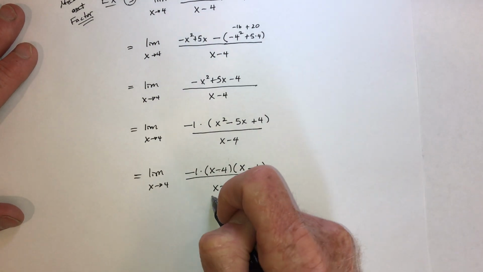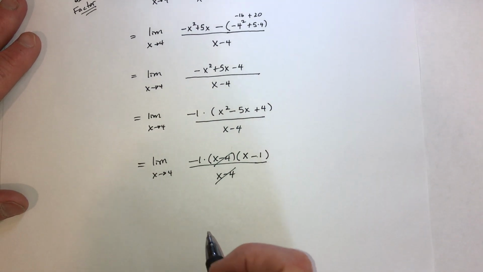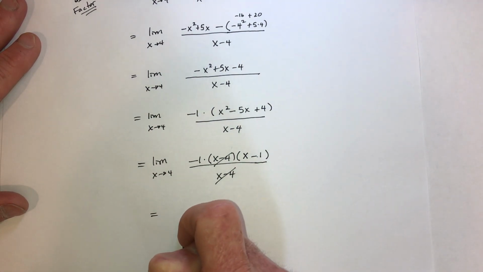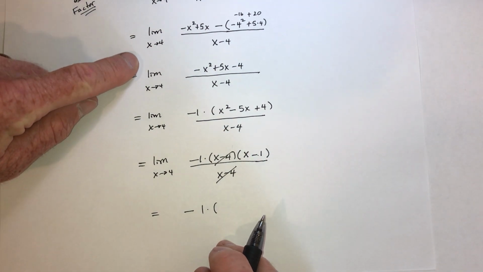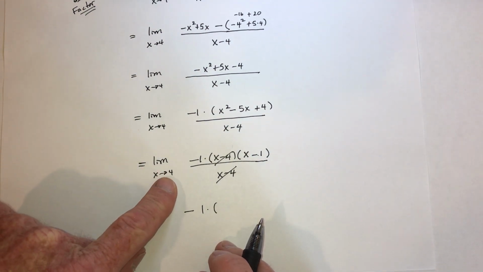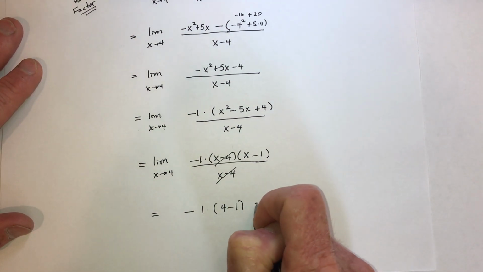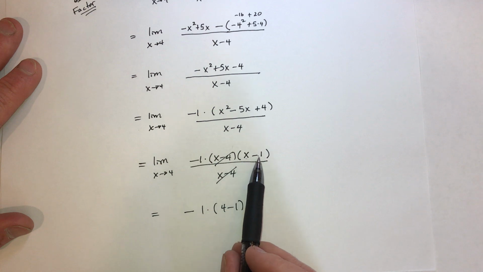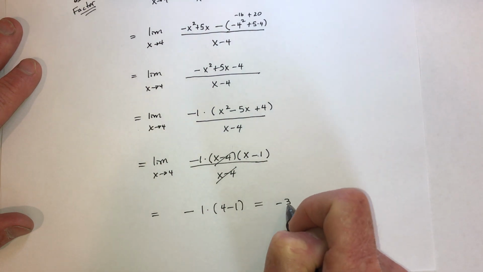And then, like always, this can cancel. And once those cancel, you can go ahead and substitute the number 4. So this is the point where you don't have to write the limit anymore, once you're ready to substitute this number in. And so this will be 4 minus 1, so that's going to be 3, and times the negative 1 is negative 3.